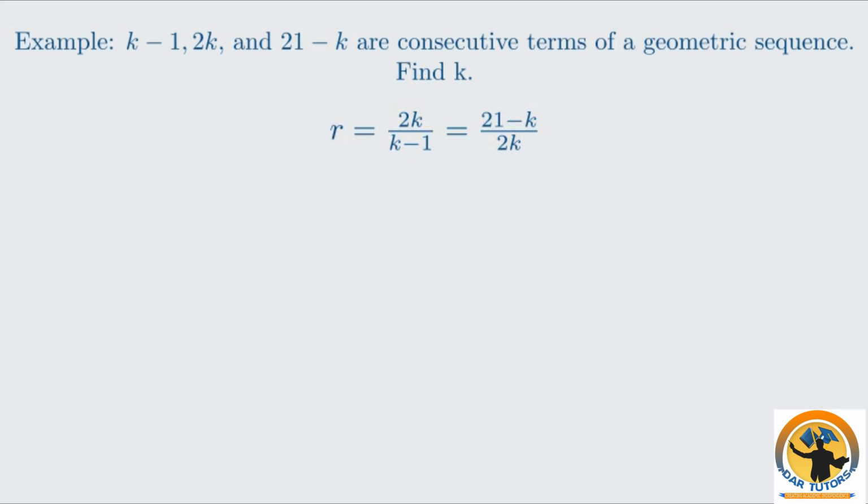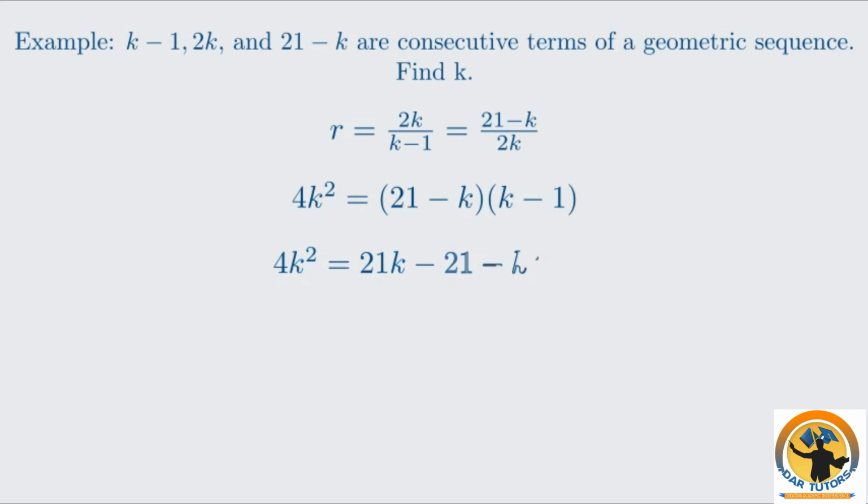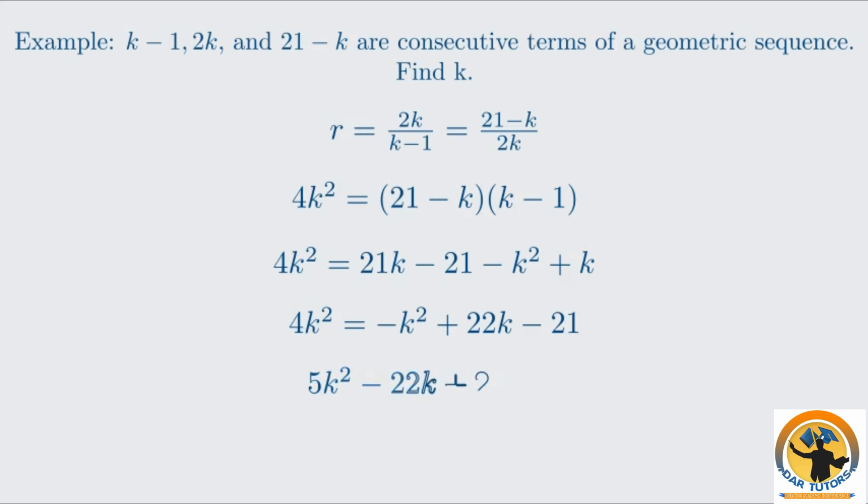We can cross multiply. 2k times 2k is 4k squared. This equals 21 minus k times k minus 1. Let's expand the right side. Using the FOIL method, we get 21k minus 21 minus k squared plus k. Combining like terms, this is negative k squared plus 22k minus 21. Now, let's rearrange the equation to form a standard quadratic equation. Adding k squared to both sides gives 5k squared. Subtracting 22k gives 5k squared minus 22k. And adding 21 gives 5k squared minus 22k plus 21 equals 0.